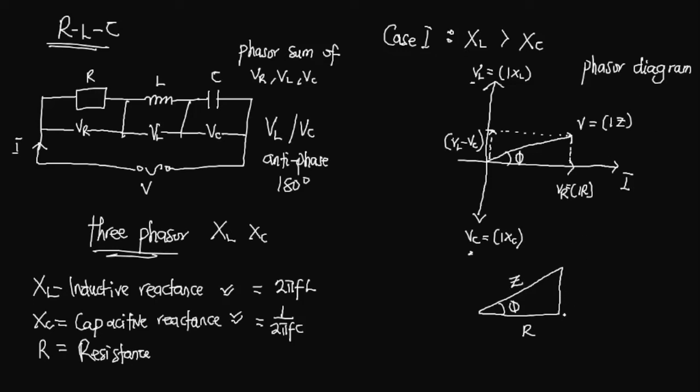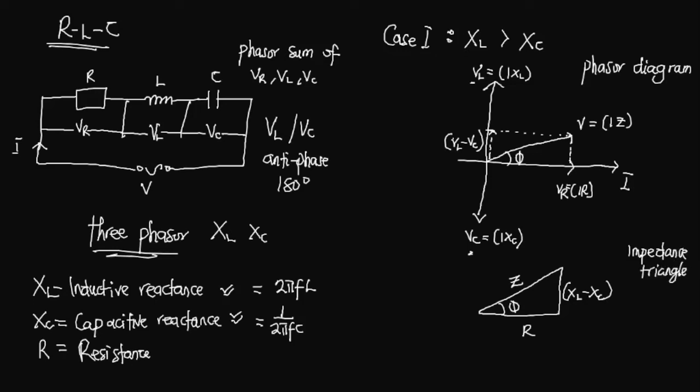And then on the vertical axis, instead of having VL minus VC, I'm going to have XL minus XC, the inductive reactance minus the capacitive reactance. So this is what we call the impedance triangle. When we don't have their voltages but we have their resistance or their opposition to the flow of current, we call it the impedance triangle.